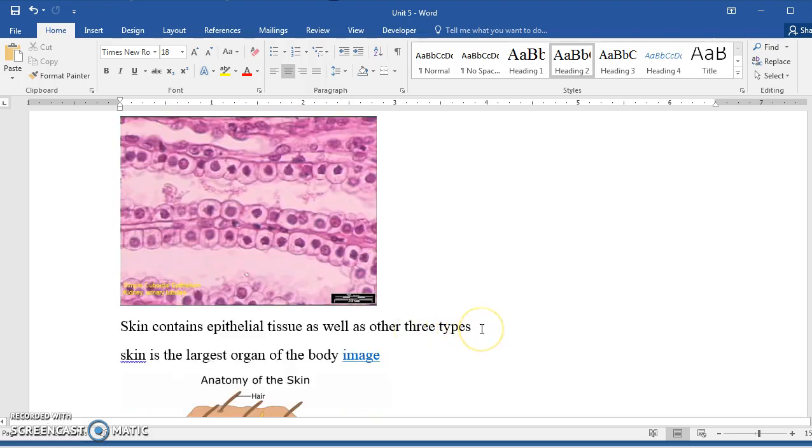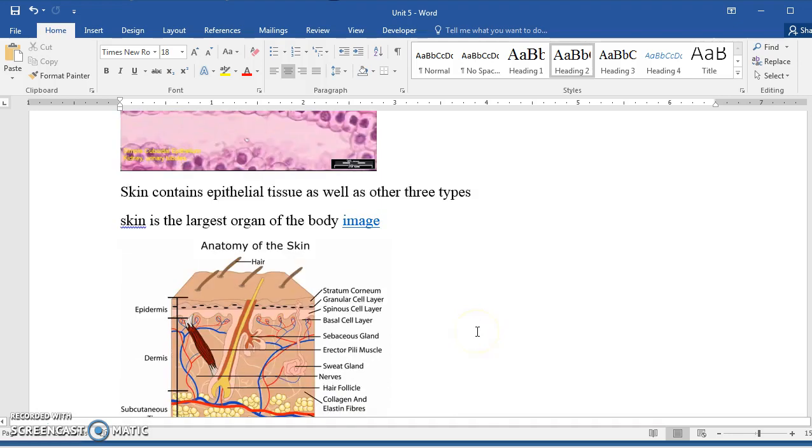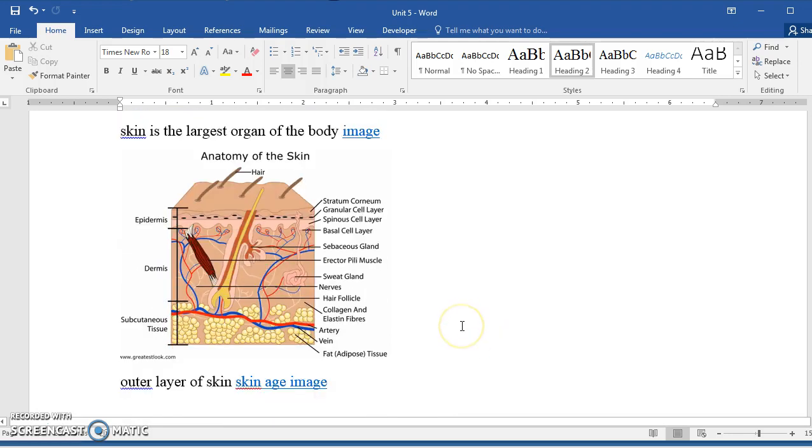As I mentioned earlier, skin contains epithelial tissue, and it's the largest organ of the body. It contains all 4 types of tissues: epithelial, connective, muscle, and nervous tissue. And I have a cross-section of skin, and if we start at the outermost surface, this would be called the epidermis of skin. Underneath that would be the dermis, and then underneath that would be the subcutaneous tissue. The epidermis contains the epithelial cells that we've been talking about.